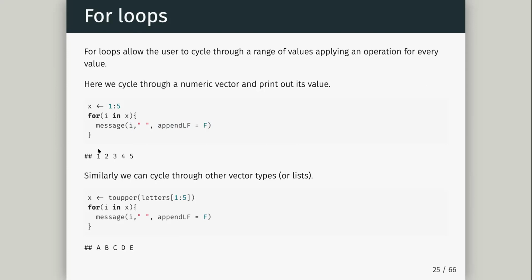The second value will be 2. It's going to message that. Third value will be 3, 4, 5. And we'll just get them all printed out. Once we've got to 5, it's done. And it will just continue past the loop.